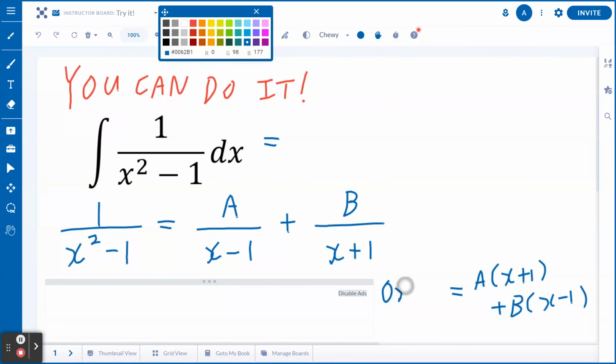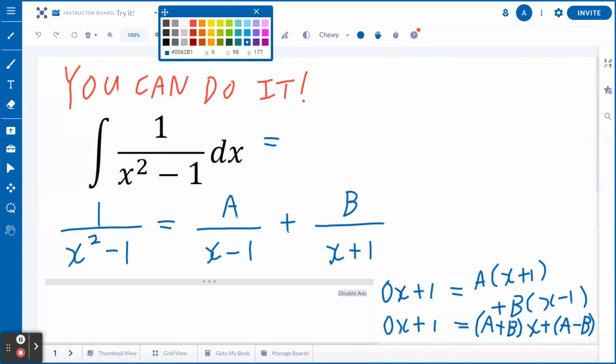x plus 1. So again, if you look at the right-hand side, you can factor x to the front, which means it's going to be a plus b times x plus, in brackets, a minus b, just like that. Now, I know you know how to solve this because this is basically two equations with two unknowns.